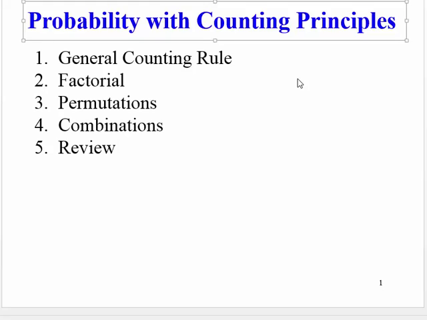Welcome back. Today we're going to do probability with counting principles. So let's get started. We'll do these 5 things.